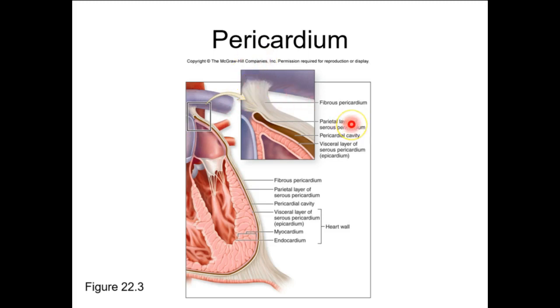The layers of the pericardium, from superficial to deep, you have a fibrous pericardium. You have your serous pericardium divided into parietal and visceral, and then the visceral layer is synonymous with what layer of the heart wall? The epicardium. Epicardium is synonymous with the visceral layer of the serous pericardium. Deep to the epicardium, you have the myocardium. That's going to be the thick portion that's primarily composed of cardiac muscle cells, cardiomyocytes. And then the internal surface has a layer of endocardium.